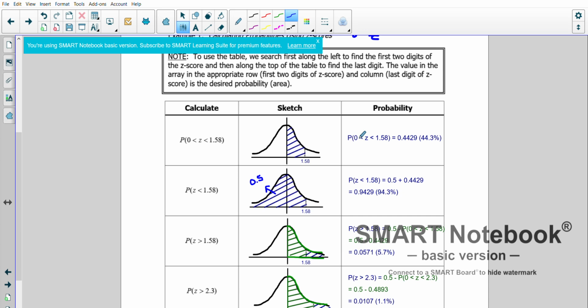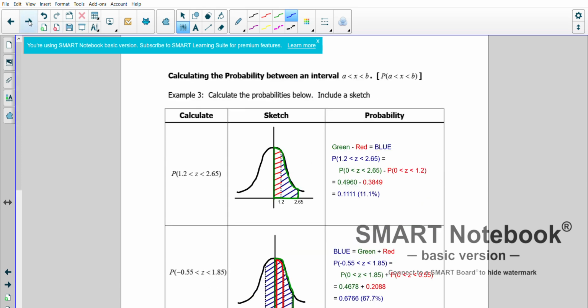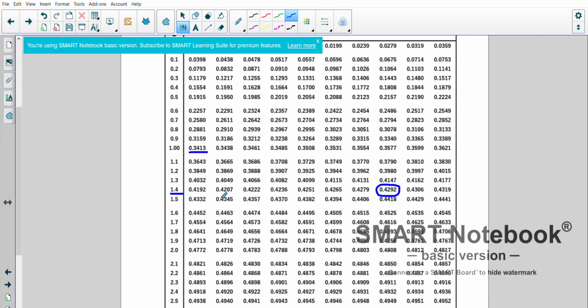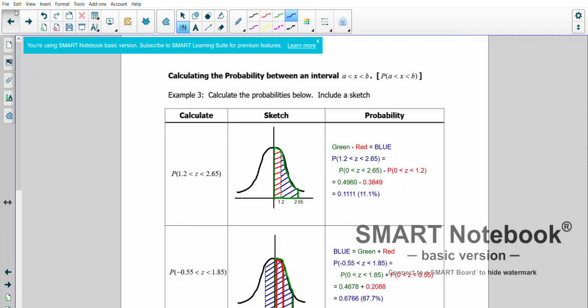So the probability that 0 is less than z, less than 1.58, I can just go directly to the graph. So I'll show you where I got this number. So I'm looking for 1.58. So 1.58 is 0.4429. So that's where I got that from.